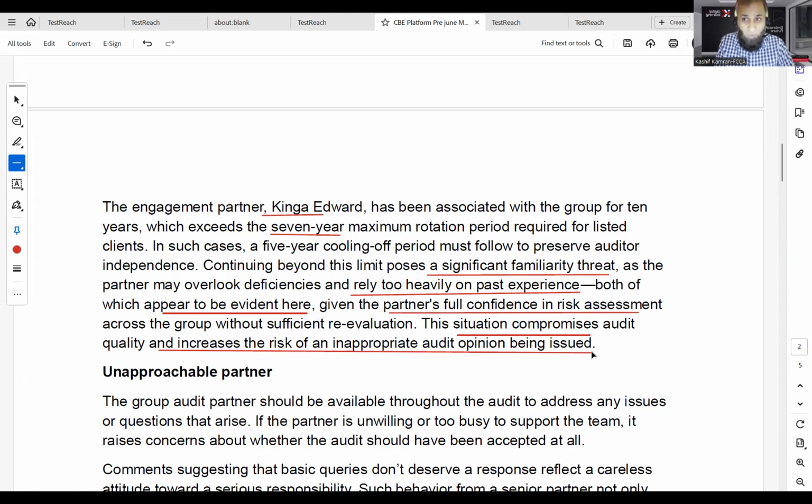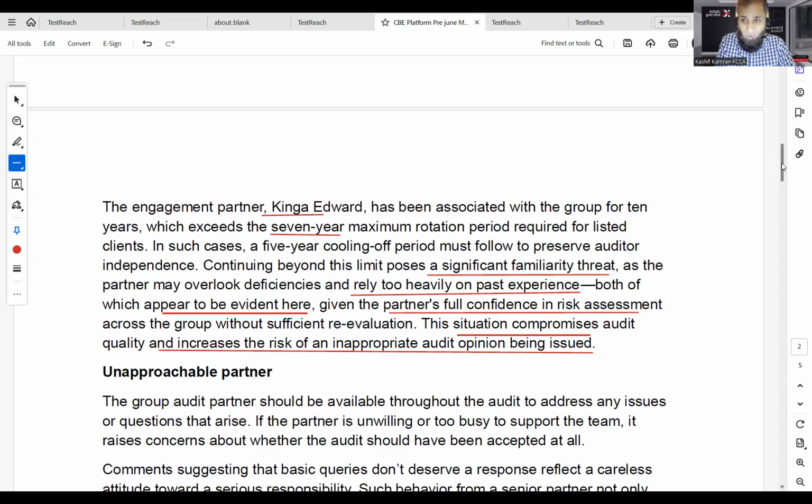You might give an inappropriate opinion, and as a partner, you're not demonstrating the skeptical mindset, or you're not demonstrating the due care which is required from the audit. Look at the way you're writing each issue with action. The action was written over here, right? That you have to rotate the partner after 7 years and need to bring the cooling off.